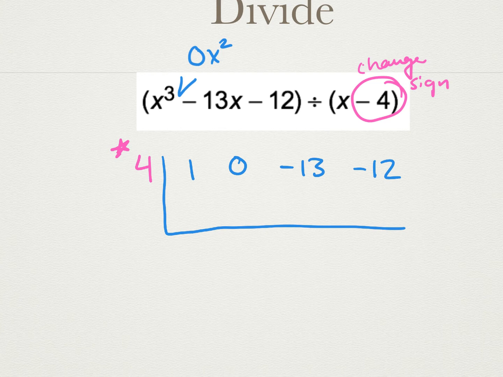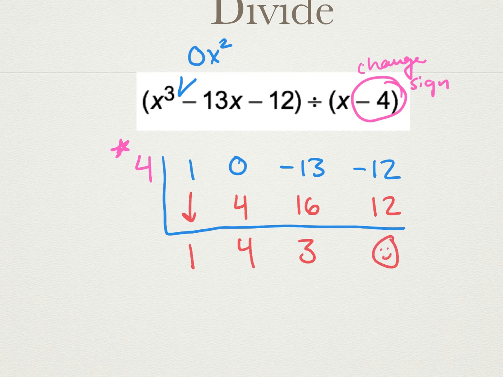All right, what's the first thing I do? Bring down the 1. What do I do on the outside? Multiply. On the inside? What's 0 plus 4? 4. What's next? Multiply. 4 times 4 is 16. What is negative 13 plus 16? 3. What's next? Multiply. So 4 times 3? 12. And negative 12 plus 12? 0.